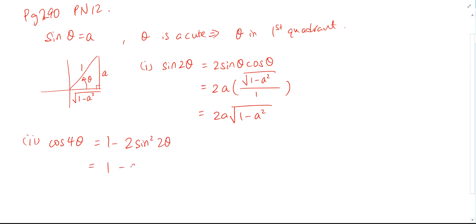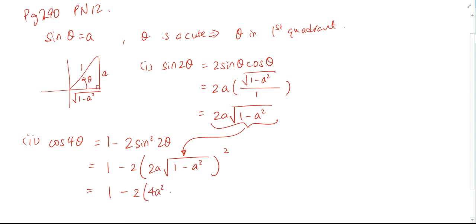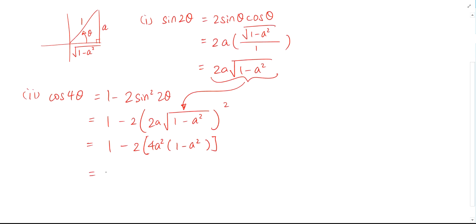And this will result in 1 minus 2 times whatever is in our sine 2 theta, squared. So we put it here: 2A square root of 1 minus A squared. Expand it out, 1 minus 2 times 2A squared, we get 4A squared, and inside the bracket, the square root of 1 minus A squared. Since we are squaring a square root, it disappears. Leaving us finally with 1 minus 8A squared, and negative 8A squared times a negative A squared gives positive 8A to the power of 4.